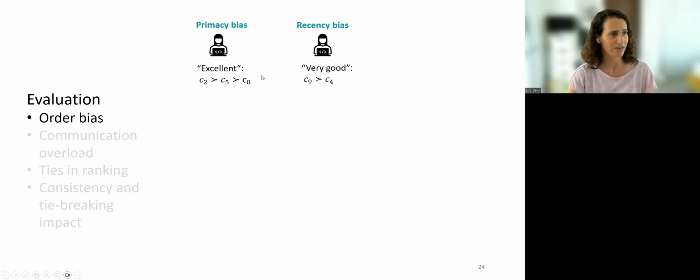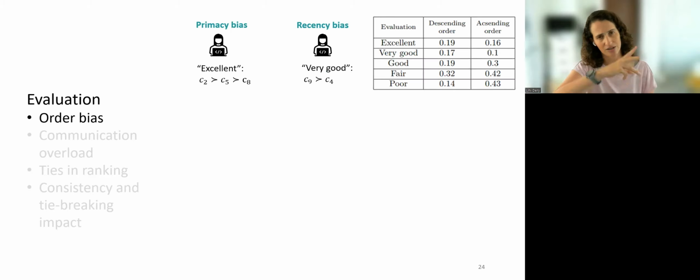And this means that a student would answer, I preferred C9 over C4. So I checked both primacy and recency, like the descending order of projects and the ascending order of projects. And as you can see, I didn't really see anything significant here. There isn't any trend here.